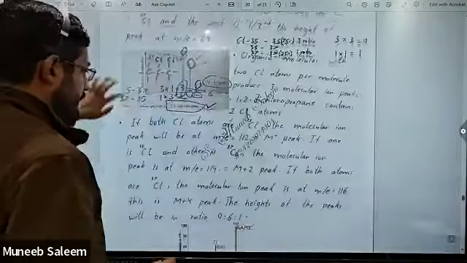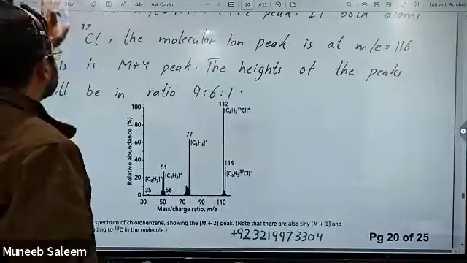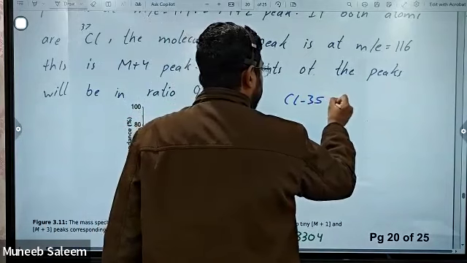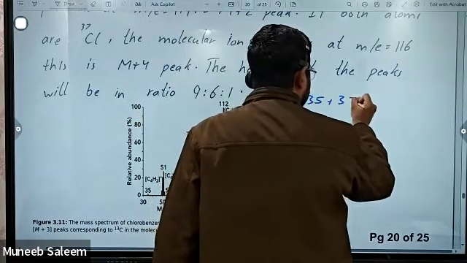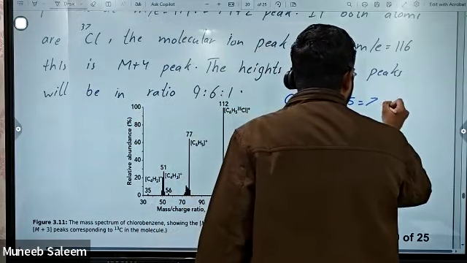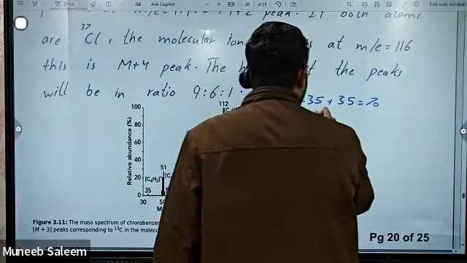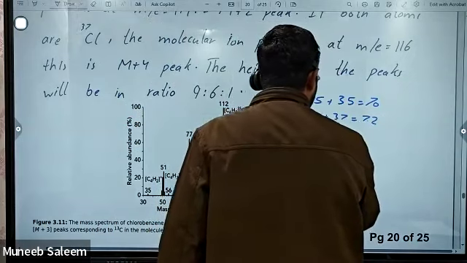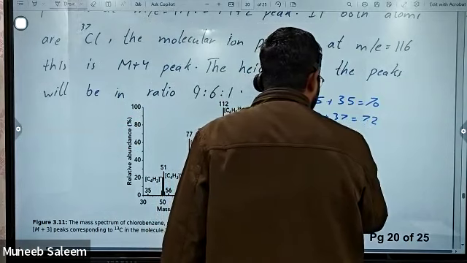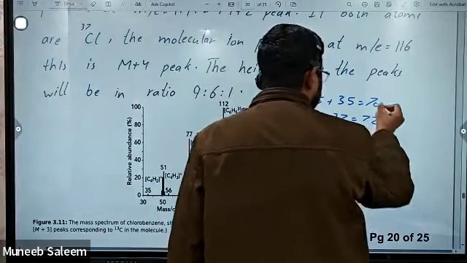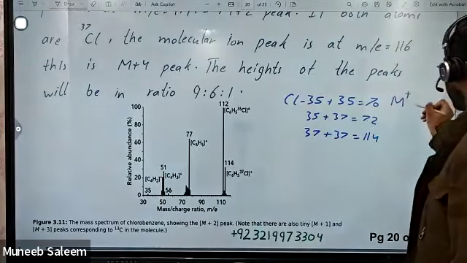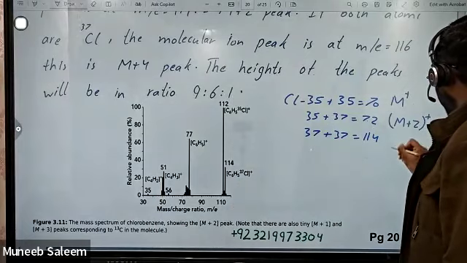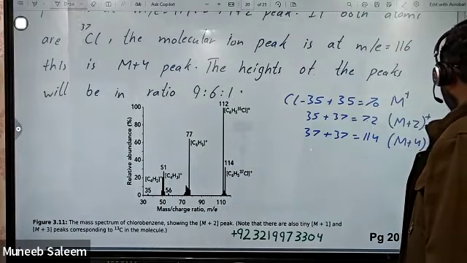So you know that chlorine 35 plus 35 gives a value of 70. Chlorine 35 plus 37 gives a value of 72. Chlorine 37 plus 37 will give a value of 74. So if you check from here, this will become the molecular ion peak. This will become the M plus 2 cation, and this will become the M plus 4 cation.